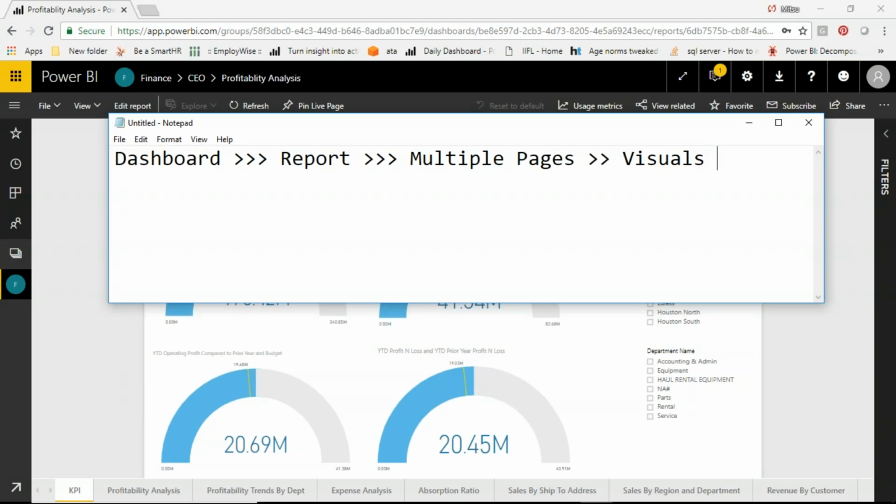It's pretty straightforward. From the viewer's perspective, everything starts at the dashboard level, and those are basically the components coming from somewhere in some report. It could be from multiple reports, but some report. And then a report has multiple pages, and each page has multiple visuals.